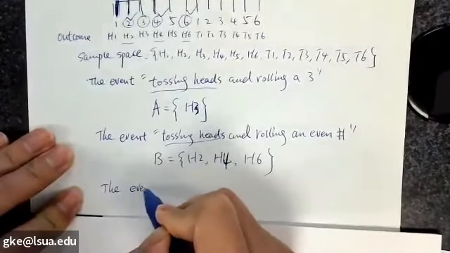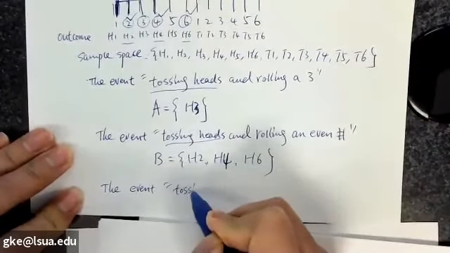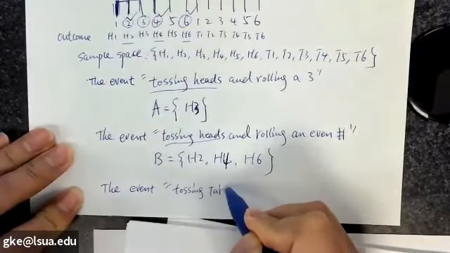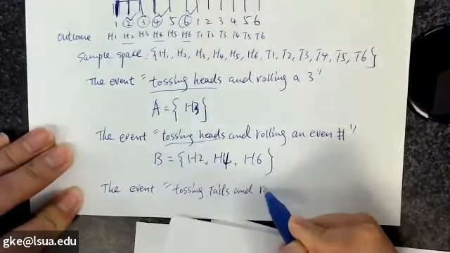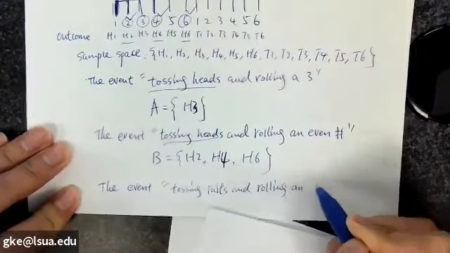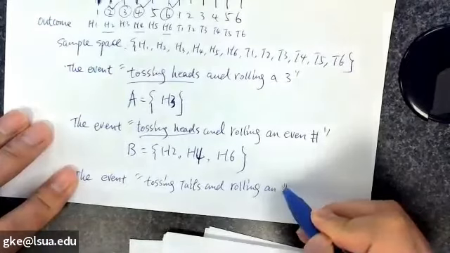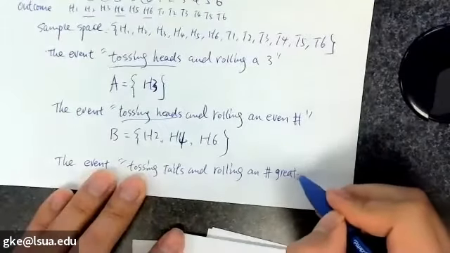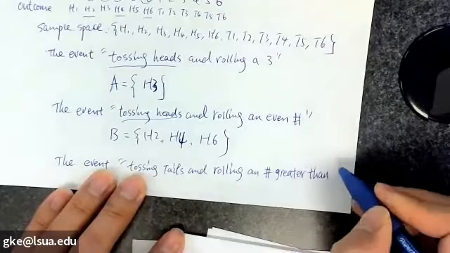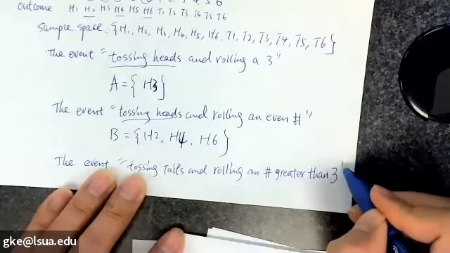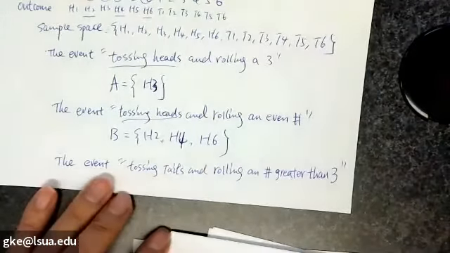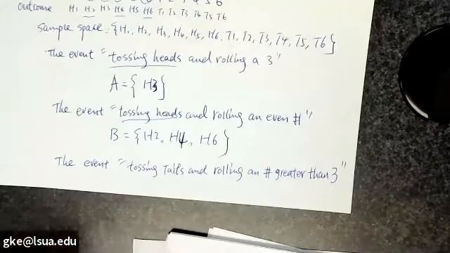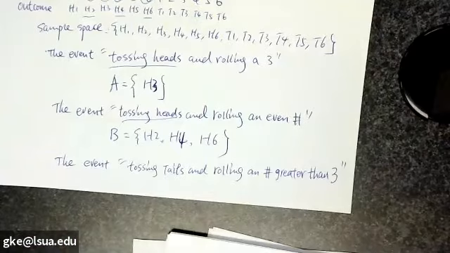The event: tossing tails and rolling a number greater than 3. Okay, try this one for me. Tossing tails and rolling a number greater than 3.